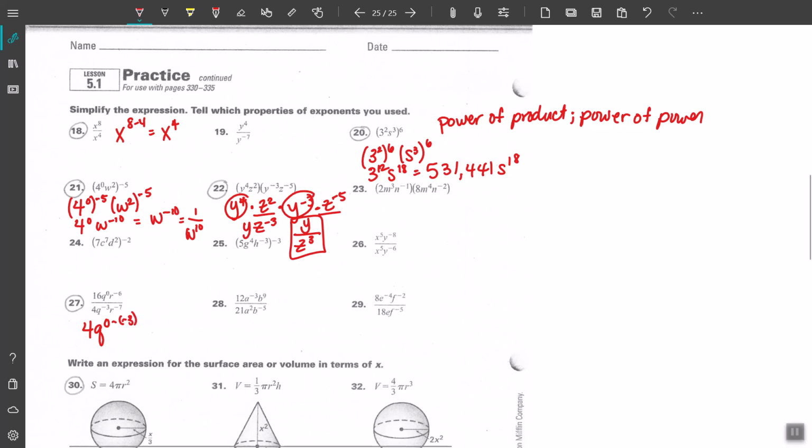And then the bases are the same, so we're going to say r to the negative 6 minus that negative 7. So when we look through there and we change all those signs, we end up with 4q to the 3rd and r to the first power. So this right here is using the quotient of powers, and we got our final answer.